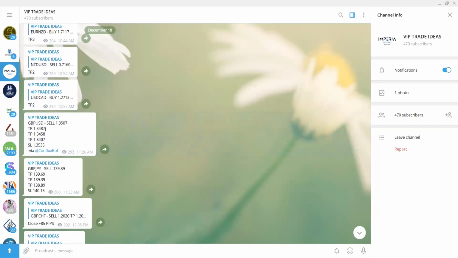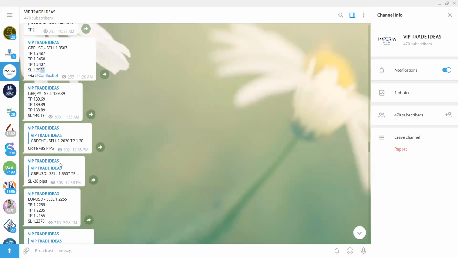Look at this, guys. Entry is 07. Stop loss is 35. What is the stop loss value? How many pips? 07, then 35. How many pips? 28. Can you see that this one might be good for a lot of people?